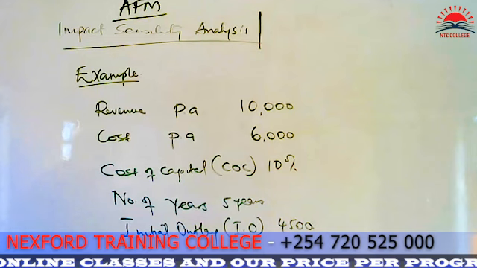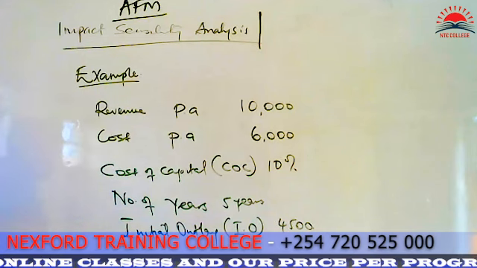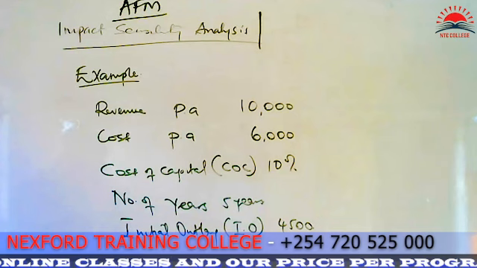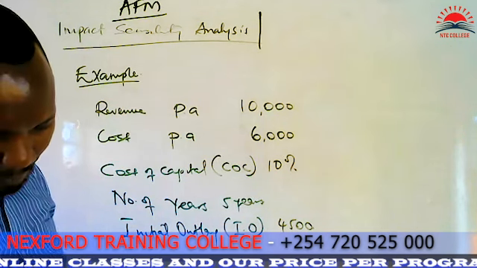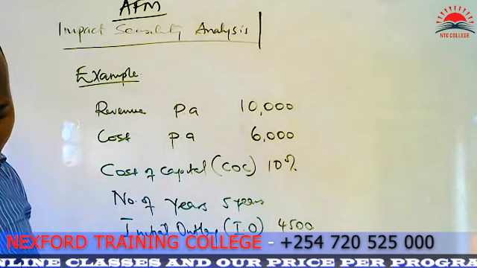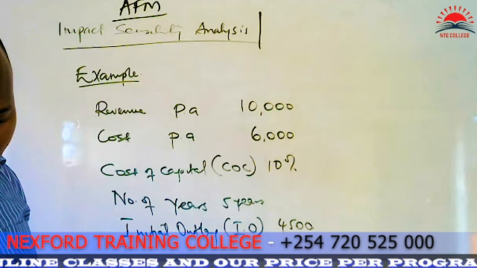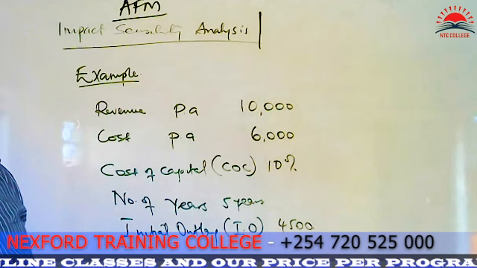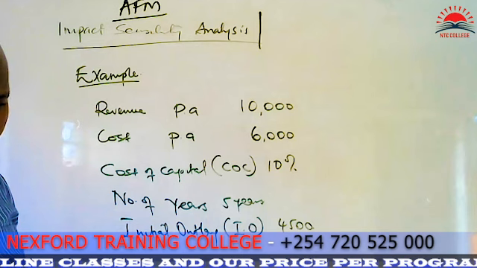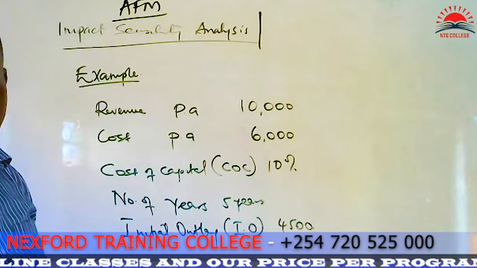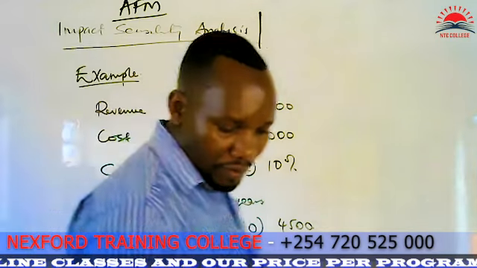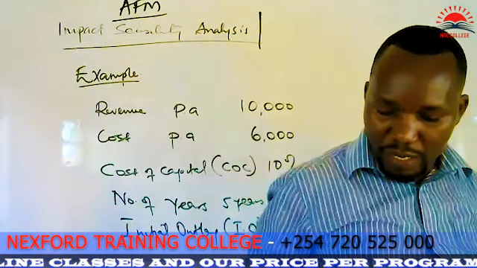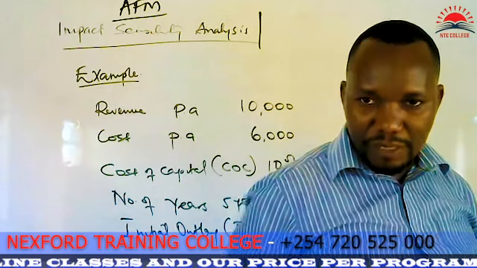Number 2, carry out sensitivity analysis if revenue and cost are varied adversely by 10%.